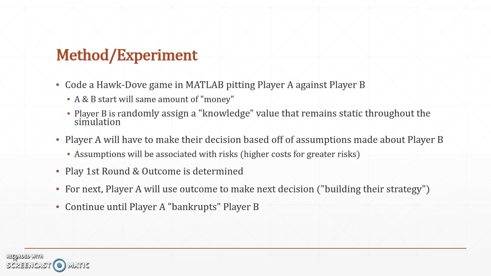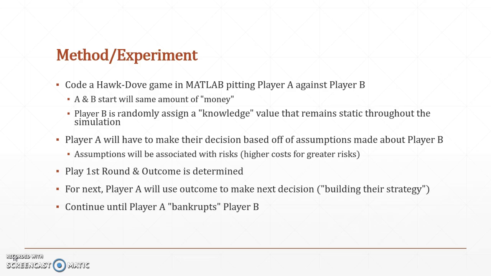So how will we do this? A general overview of what we're going to do is obviously code a hawk-dove game in MATLAB, pitting player A against player B. They both start with the same amount of quote-unquote money, or in other words, a cost function. So they start on an even keel. And then player B is randomly assigned a knowledge value that remains static throughout the simulation. In other words, this is their strategy.